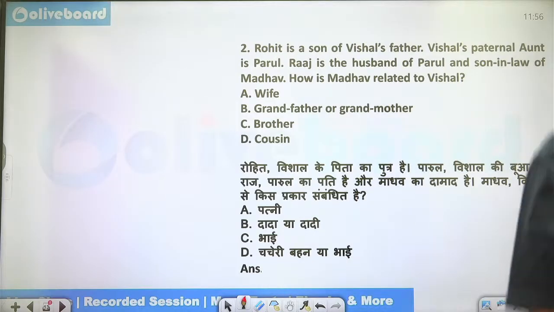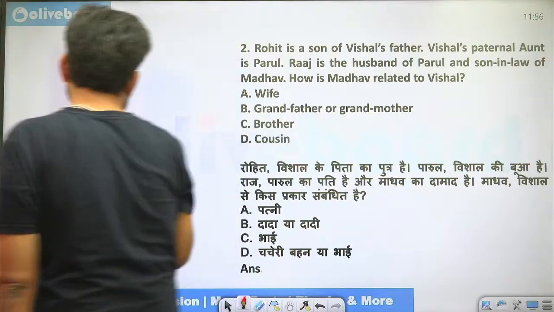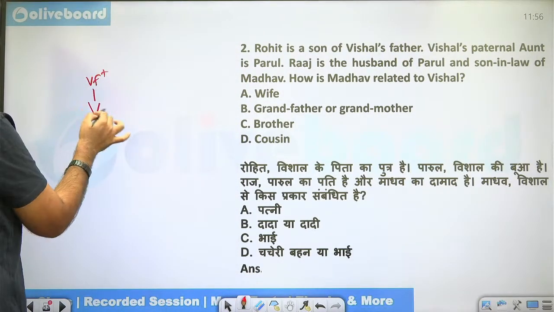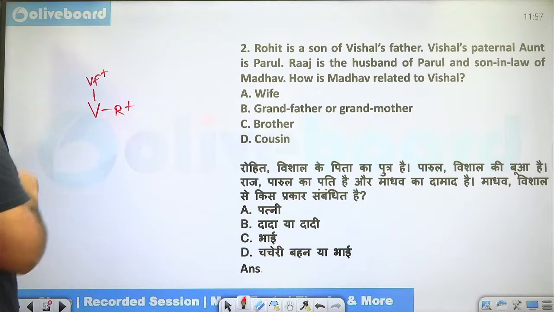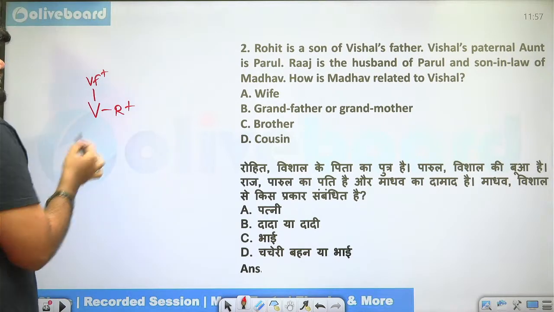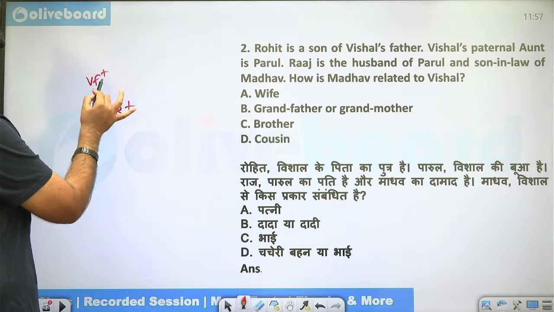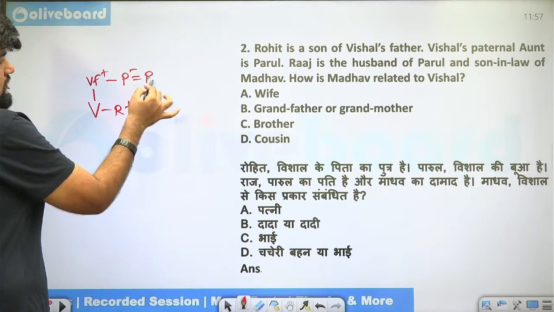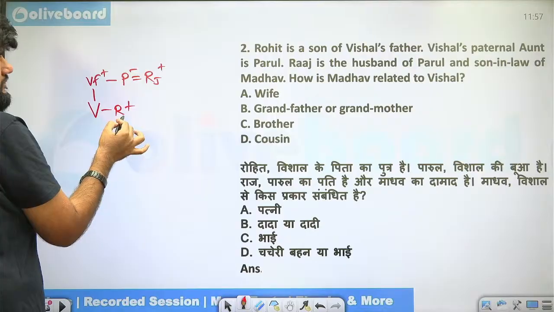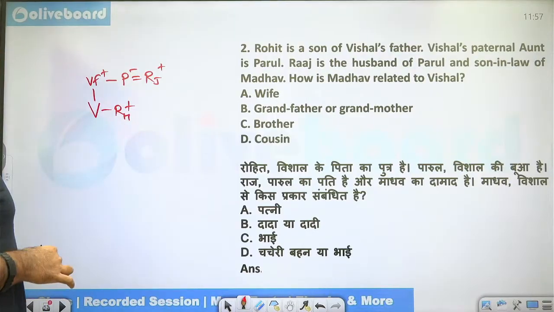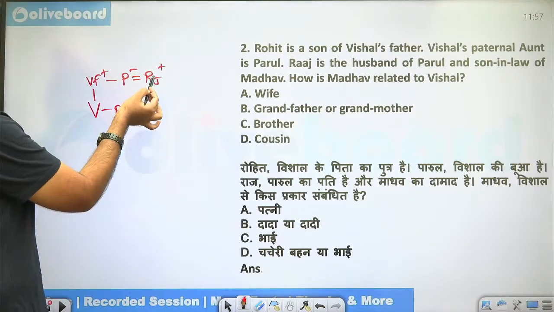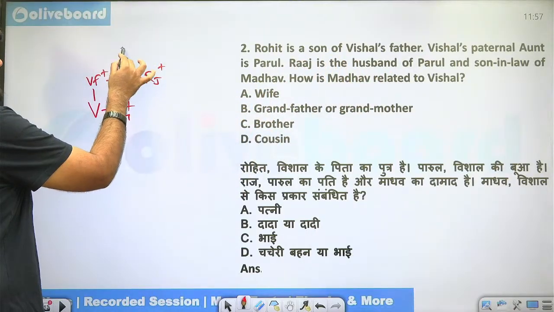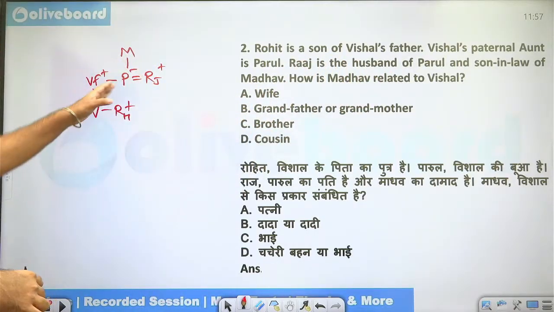Okay. Rohit is the son of Vishal's father. So we have Vishal here first. We have Vishal's father here, and Rohit is the son. Don't make Vishal the son here. Vishal's paternal aunt is Parul. Paternal aunt gives preference to his father's sister. So this is Parul. Raj is the husband of Parul. And now we will mention this as Rohit so that there is no confusion. Raj is the son-in-law of Madhav. That means Madhav is the parent of Parul and Vishal's father, of course.